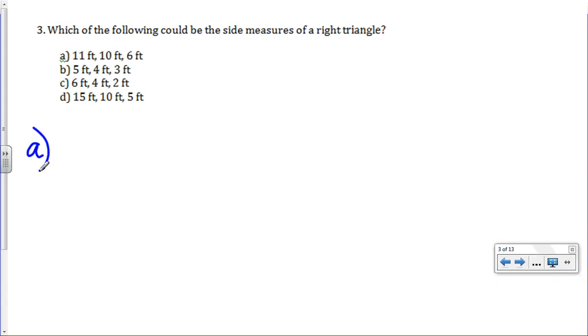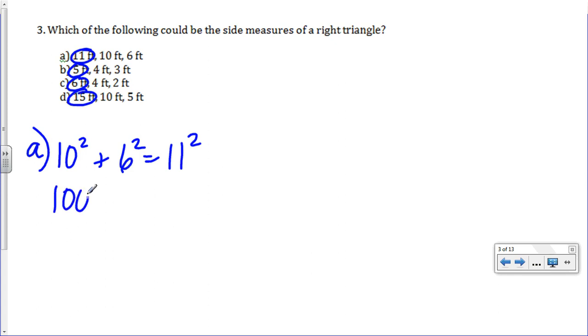So for A, I would do 10 squared plus 6 squared equals 11 squared. Now remember, your hypotenuse is going to be your biggest side length. So 11, 5, 6, and 15, those would all be my hypotenuse. Then I would get 100 because I would square it.